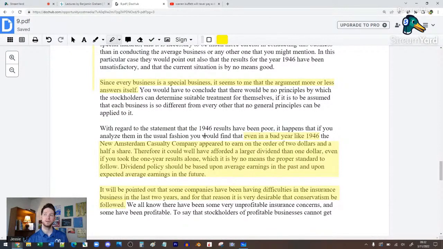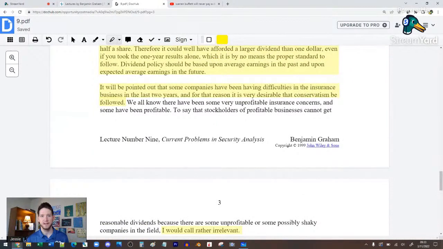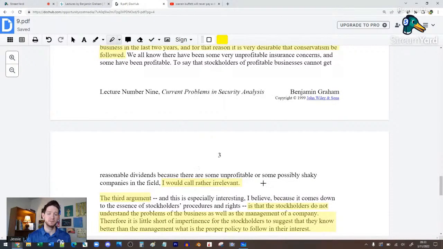So they are not doing the stockholders justice by being too conservative. It will be pointed out that some companies have been having difficulties in the insurance business in the last 2 years, and for that reason, it is desirable that conservatism should be followed. But Graham says, how does that hold any light? Just because your neighbor's not doing well, or maybe the whole neighborhood isn't doing well, doesn't really matter to you as long as you are doing well. He says, don't look at it on an industry basis, but on a business to business basis. In this case, he still believes that a higher dividend is justified, and that argument is rather irrelevant.